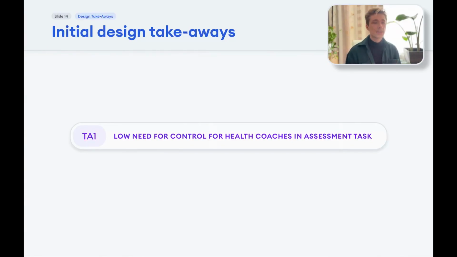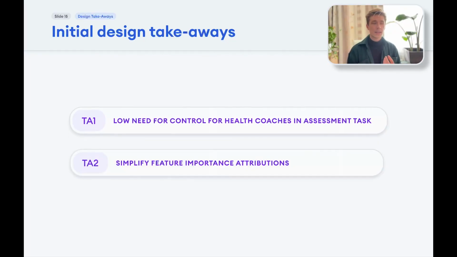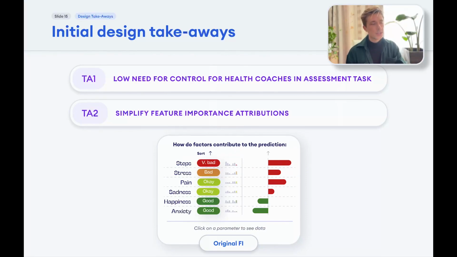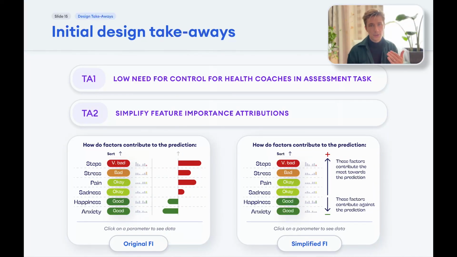The first takeaway is that there's a low need for control for our health coaches, at least in this task of overviewing all the patients and giving them interventions. Our users mentioned that they would rather focus on delving deeper into the data and their past questionnaire answers in order to give them more tailored interventions, rather than spending time correcting the model, tailoring the model, and having control over the model. The second takeaway is that they would want to see the feature importance explanations simplified. What suffices for a health expert is just to see the relative importance of each of the parameters.